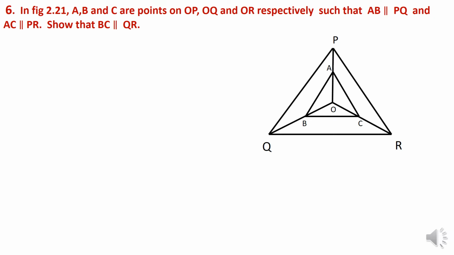Sixth question is, in the figure, A, B and C are points on OP, OQ and OR respectively, such that AB is parallel to PQ and AC is parallel to PR. Show that BC is parallel to QR. What is given is, AB is parallel to PQ and AC is parallel to PR. To prove that BC is parallel to QR, this is again based on the converse of Thales theorem.